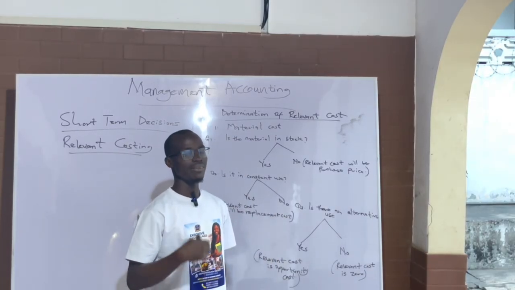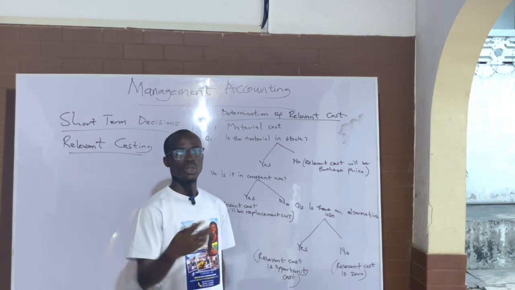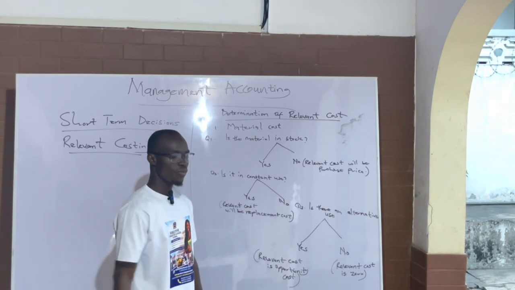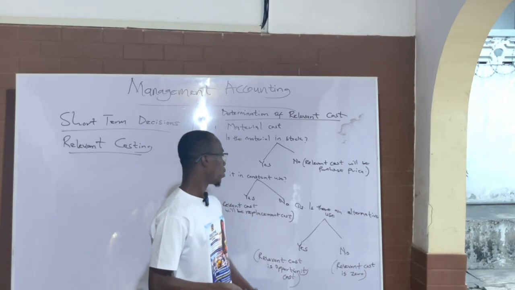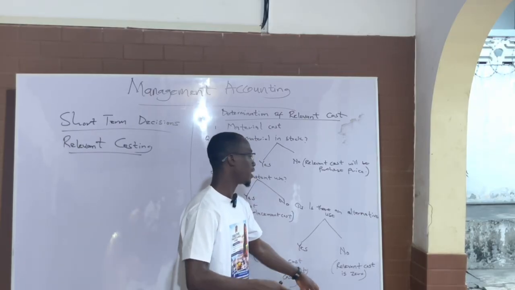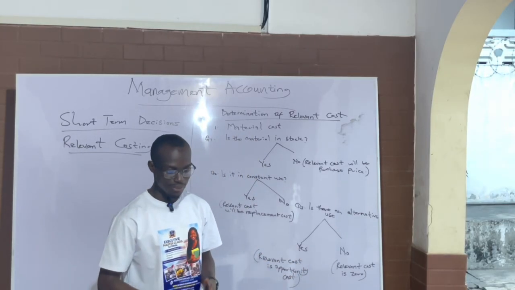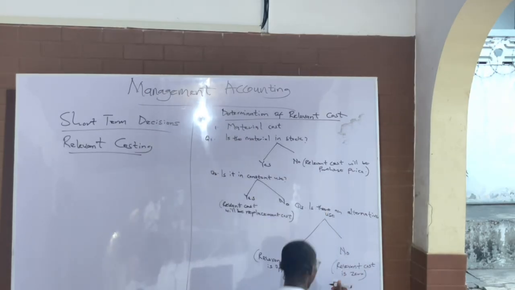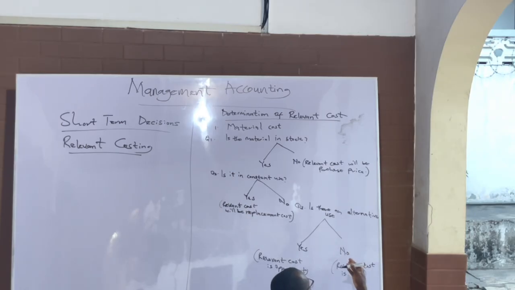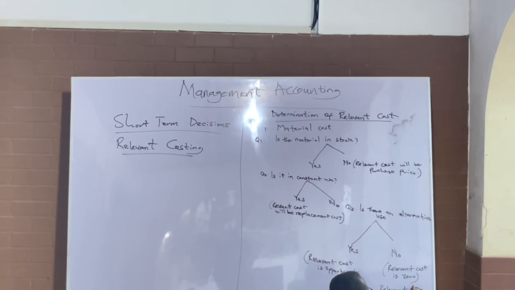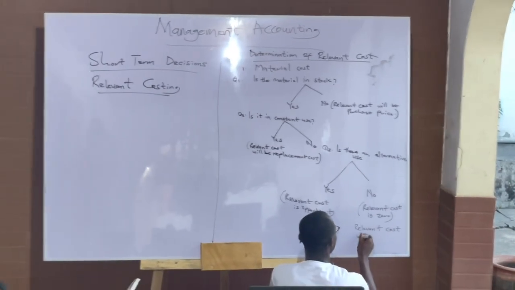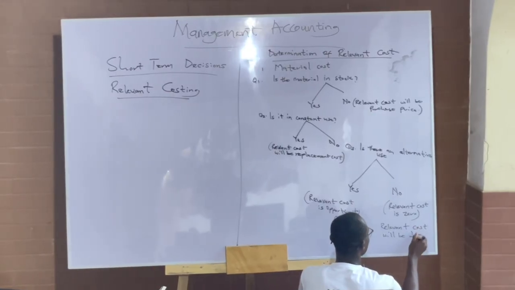But sometimes some materials can be in stock, but it will take some time before you can even use it. And sometimes if you can't use it for anything, the only option you have is to go and dispose of it. So if the material does not have any alternative use, the relevant cost will be the disposal cost. In some cases, the moment you say no, it will be disposal cost, because you need to incur some cost before you can dispose of it. So the relevant cost will be the disposal cost.